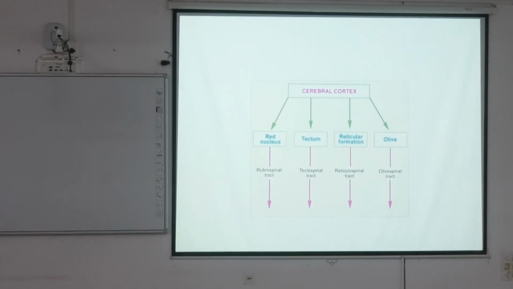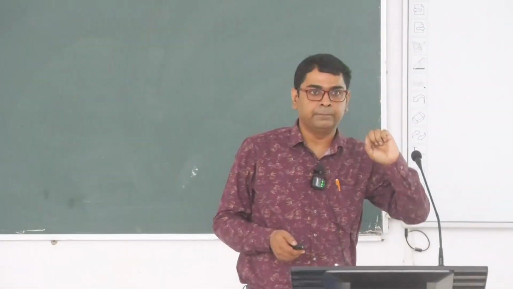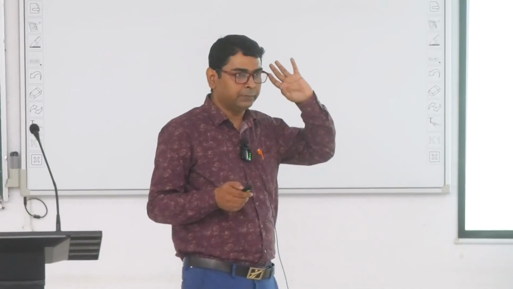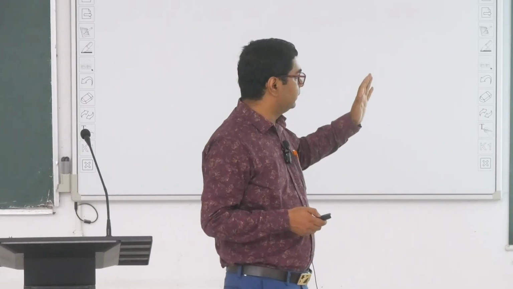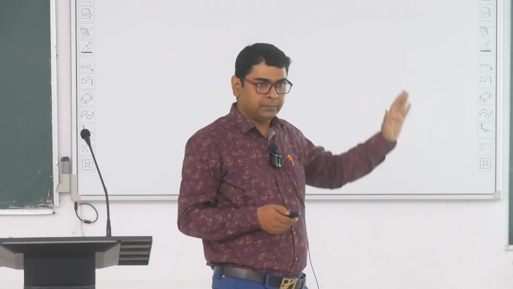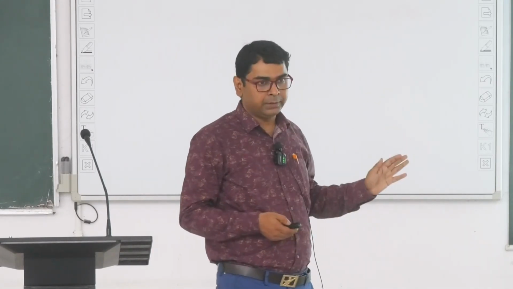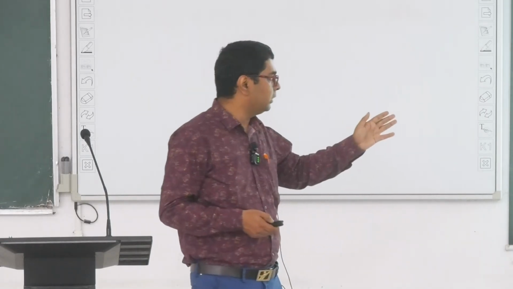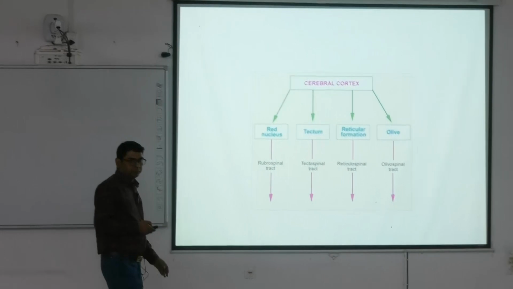If from the red nucleus, then rubrospinal, but all are coming from the cerebral cortex, because all our movements are regulated from the cerebral cortex. So all fibers come from the cerebral cortex. From the cerebral cortex, descending via the red nucleus is the rubrospinal tract. Via the tectum, the tectospinal tract. Via the reticular formation, the reticulospinal tract, and via the olive, the olivospinal tract.